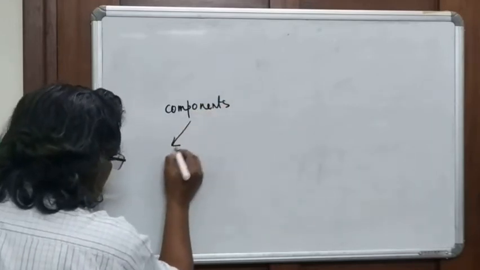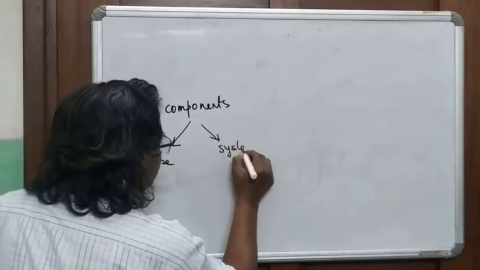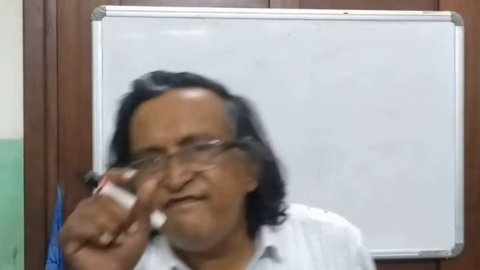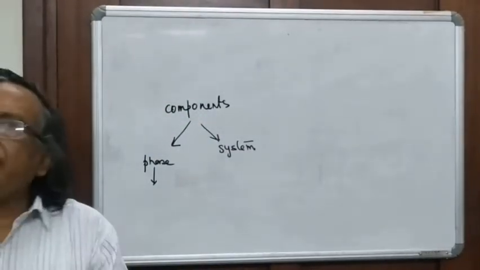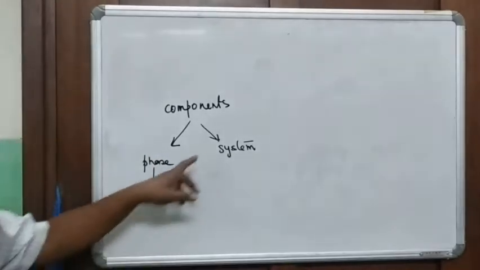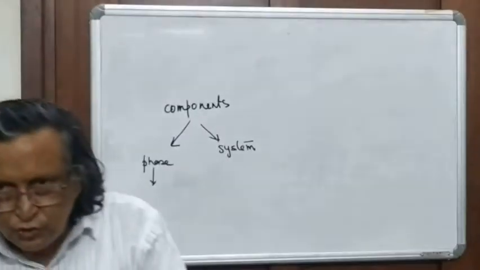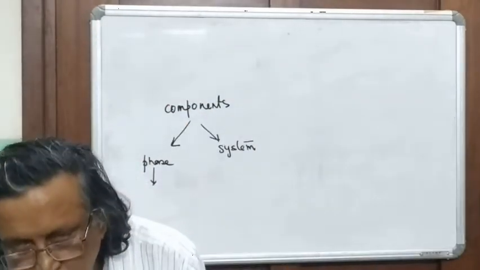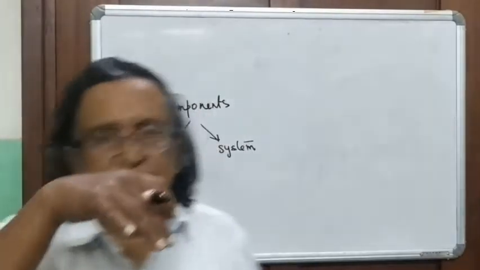Components are two. One is called a phase component and the other one is called a system component. A phase component describes the chemical variability of a phase in a system, or the chemical variability of a mineral in a rock. But when you talk about a system component, then you need not talk about only one mineral, but the whole rock, which could be multimineralic. So that is what is called a system component.